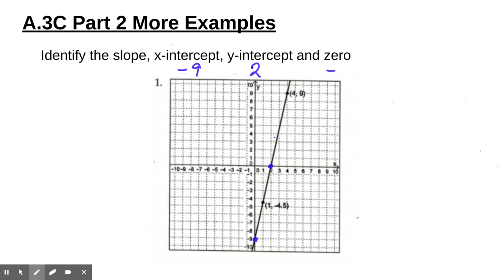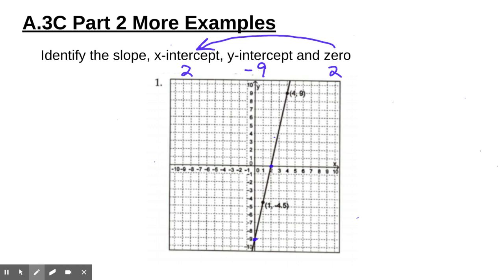Oh, I'm doing all this wrong. Hold on. There we go. Sorry about that, I was reading the wrong way. The x-intercept is 2. The y-intercept is negative 9. The 0 is also 2 because it is also the x-intercept.